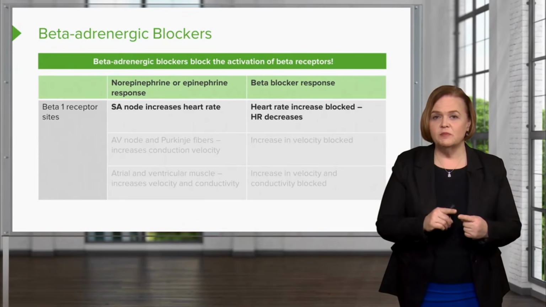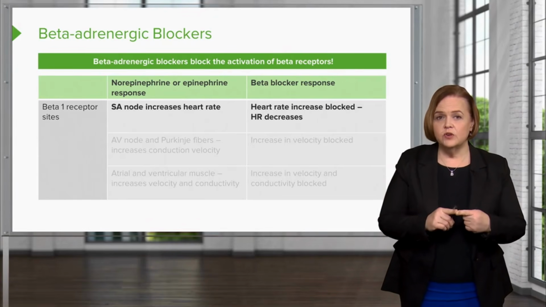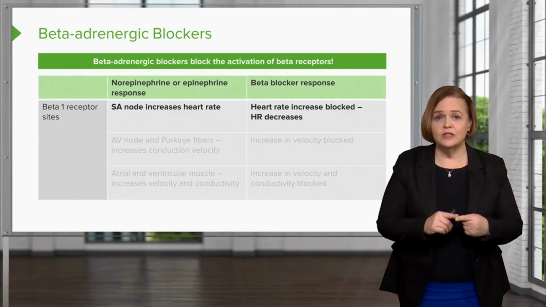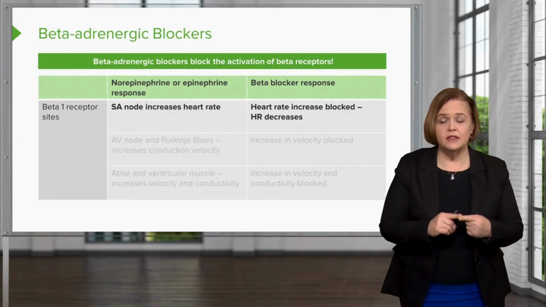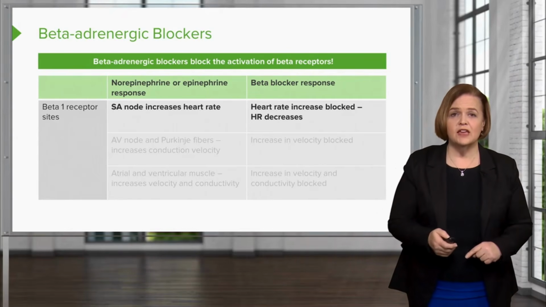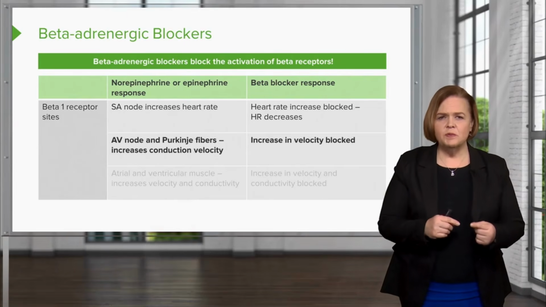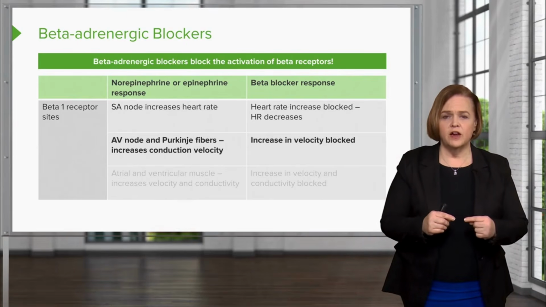Because you've got the beta blocker drug on the beta 1 receptor, the SA node cannot respond to the increased demand like it normally would because they're taking a beta blocker. Now what happens at the AV node and Purkinje fibers?